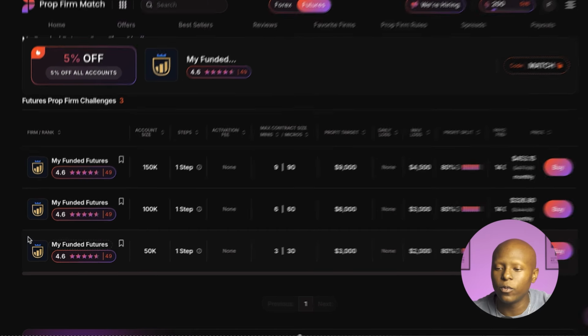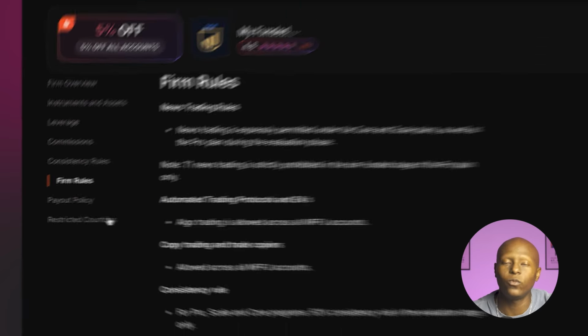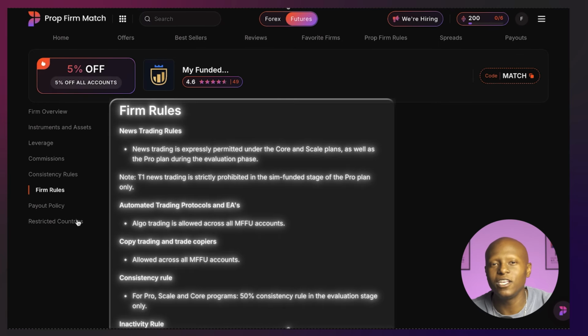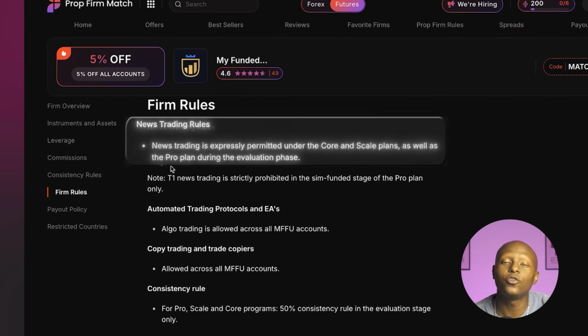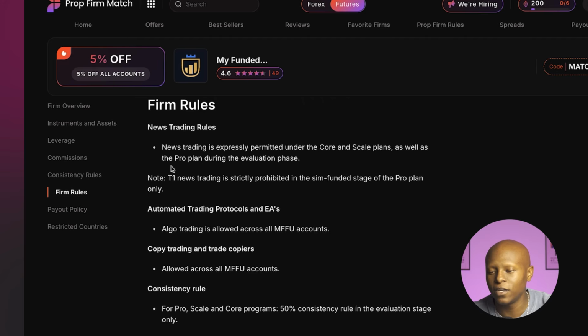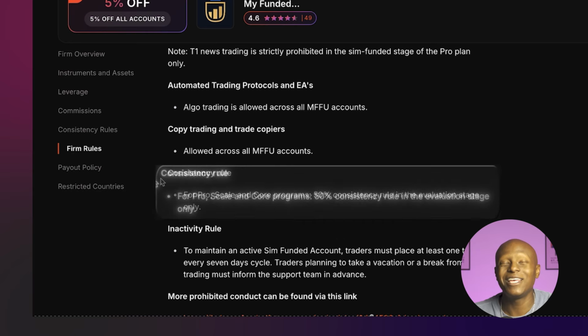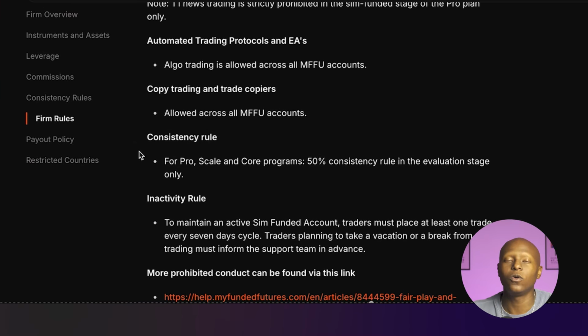Now, if we come back here and click on this icon, we can come over to the firm rules, and we can see a full breakdown of each of the individual rules for this firm. You can trade the news during the evaluation stage, but you cannot trade the news on the sim funded. If you come down here, you can see that you can trade EAs and copy trade on all of My Funded Futures accounts, but they do in fact have a consistency rule. This is something you want to note for most firms if they have a consistency rule, and we're going to break down exactly what a consistency rule is, because this is very, very important that you know this.